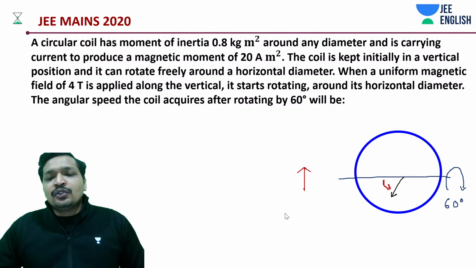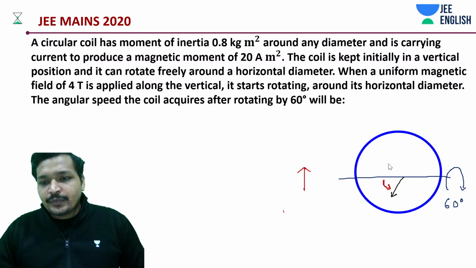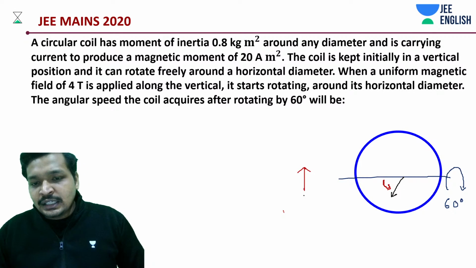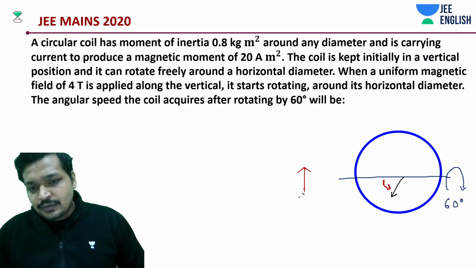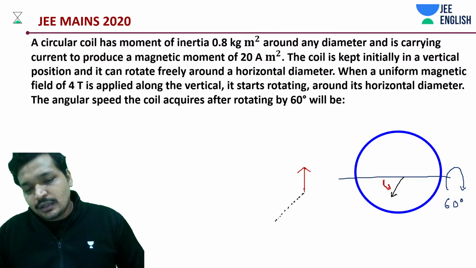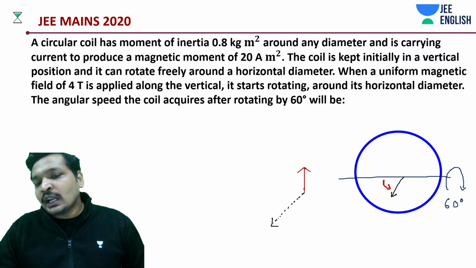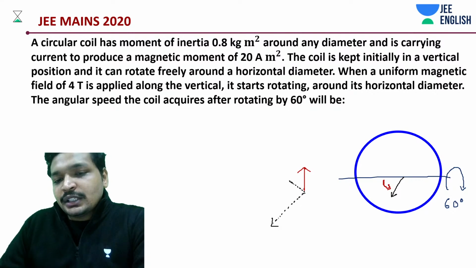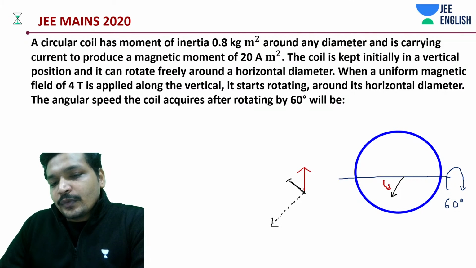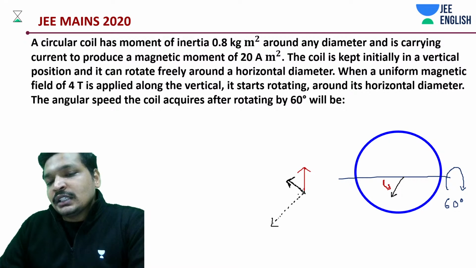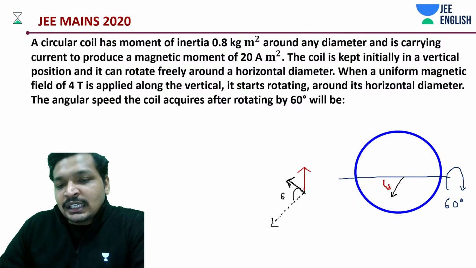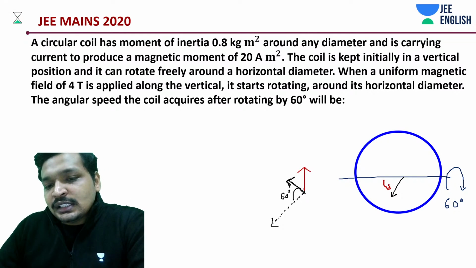Right? So that means initially, if you look at this, this would have been the angle. Then what happened? This rotated and came to this position. Let me just keep it dark. What is this? Moment direction, right? Your coil rotated by 60 degrees. So this is 60 degrees. That means how much is this? This is 30 degrees.